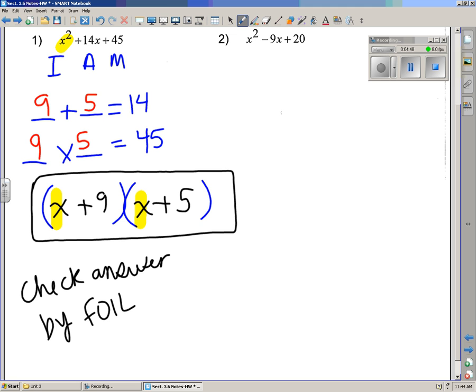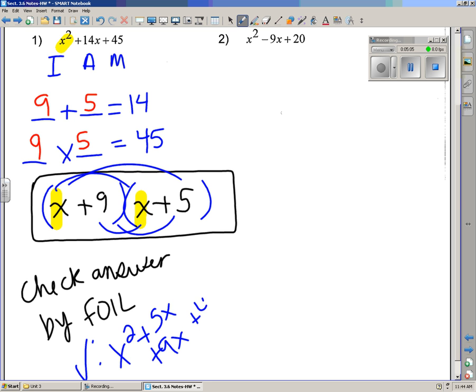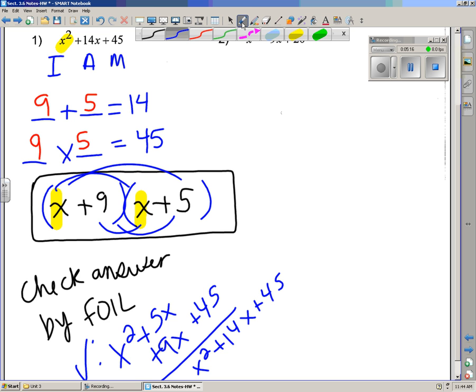And if you get what you started out with as the original trinomial, you are correct. We'll do a check for this one, but not for the others. So if I check my answer, front times front is x squared. Outside, outside is plus 5x. Inside, inside is plus 9x. Last times last is plus 45. And this, in fact, does become x squared plus 14x plus 45. That was my original trinomial. So the answer happens to be these two binomials. And that's how you would write it.